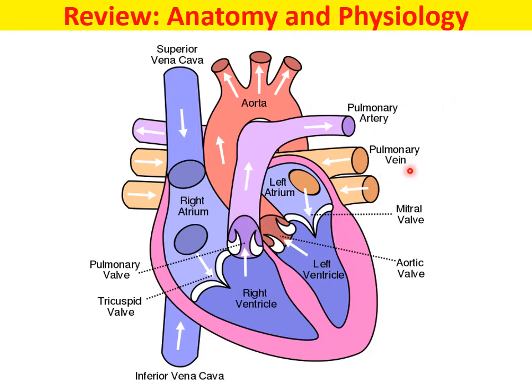And the left side, the blood is brought from the lungs through the pulmonary vein, it comes into the left atrium. From there it goes into the left ventricle through the mitral valve. From there, through the aortic valve, it is pumped into the aorta and the body, where the oxygenated blood is given. Just for the review of anatomy and physiology. So you also please read your anatomy physiology books to brush up your knowledge.